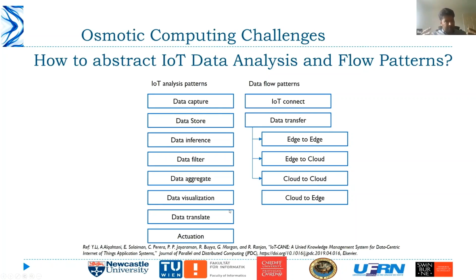We captured that requirement, and from that requirement, we came up with abstract data analysis patterns and abstract data flow patterns. Data analysis patterns mean what operation you're doing on the data, and data flow pattern means how data is transmitted across the layers. As you see in this one, data flow patterns include edge to edge, edge to cloud, cloud to cloud, cloud to edge. And we then validated our data analysis patterns and flow patterns across different kinds of applications. If you want to know more about that, you can refer to the paper given below in the slide, and that gives all the details about that.